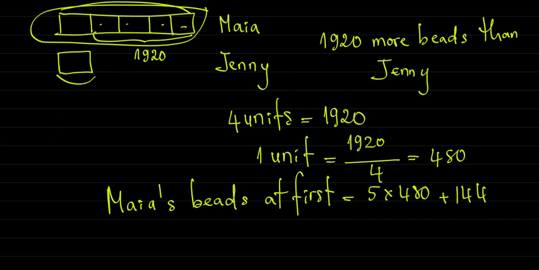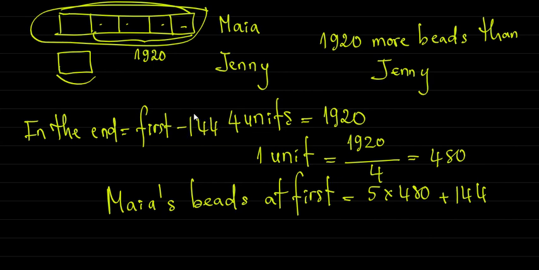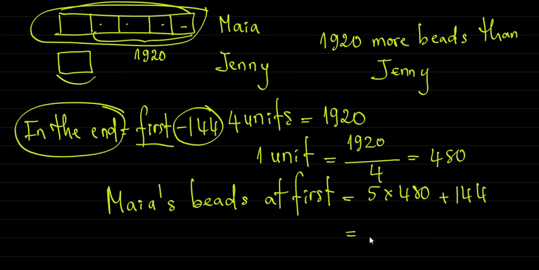Again, in the end, the bits that she has in the end equal first minus 144. That minus means she used 144. But if you want to find first, you have to plus 144 to the end. That's it.